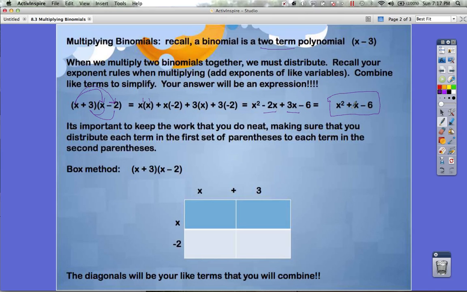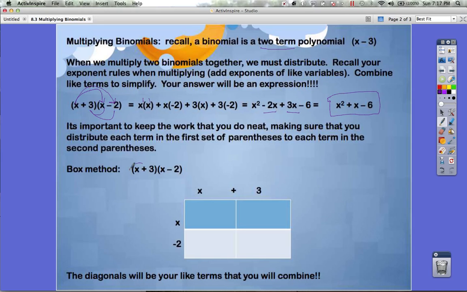That is your answer. All right, so it's important to keep your work neat when you're doing this, so you will be able to see what you've got going on, making sure that you distribute each term in the first set of parentheses to each term in the second set of parentheses. Right, so let's use the box method also to do this problem.